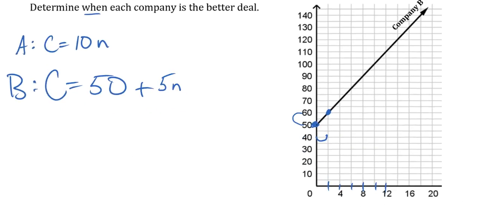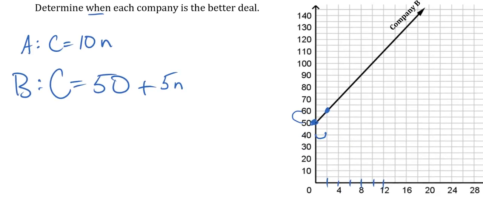And usually for these kinds of open response questions on EQAO, it's up to you. If you like a table, you do a table. If you like a graph, you do a graph. So I'll do maybe a little bit of both. So here's company A. A starts at 0 for 0 months, and it's $10 every month. And some people might try to do this. Why is this wrong?